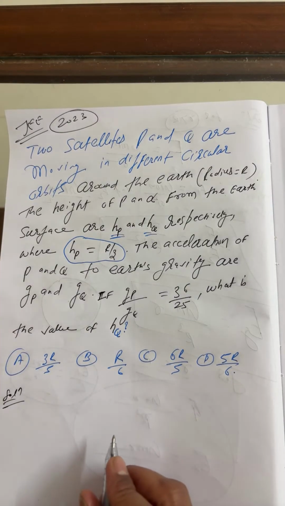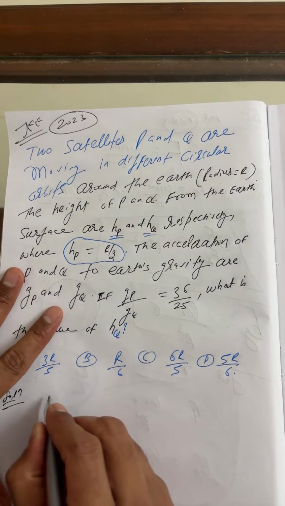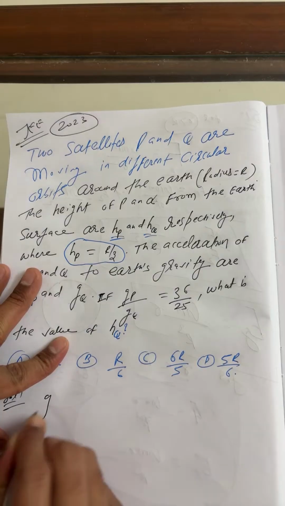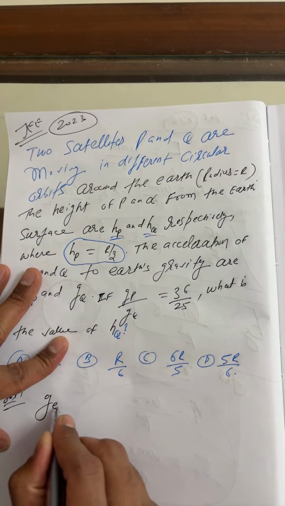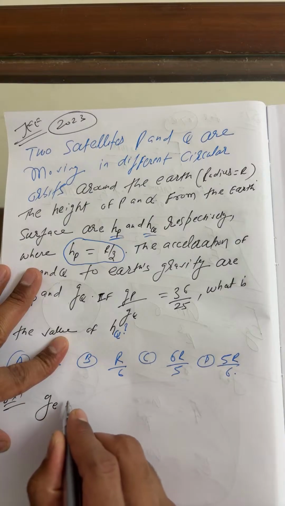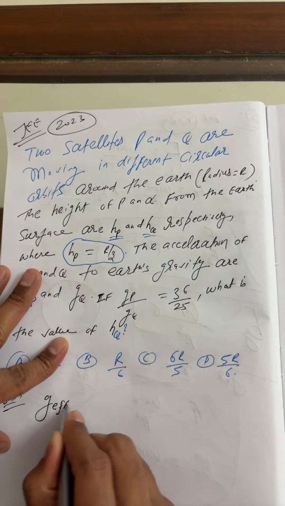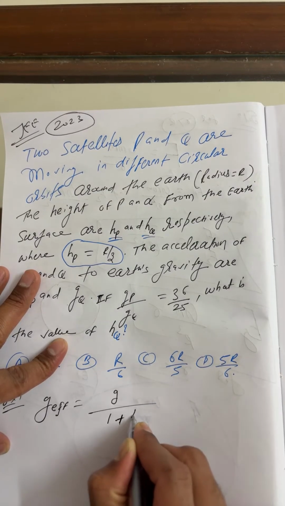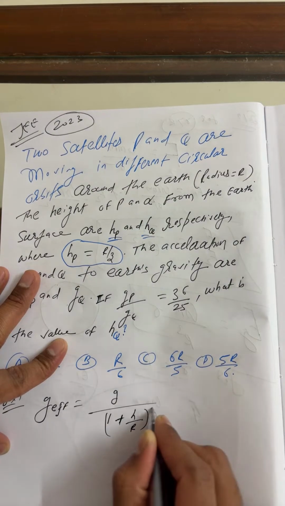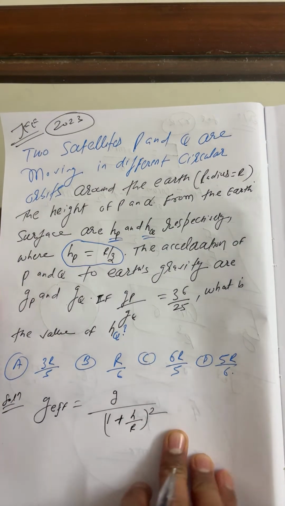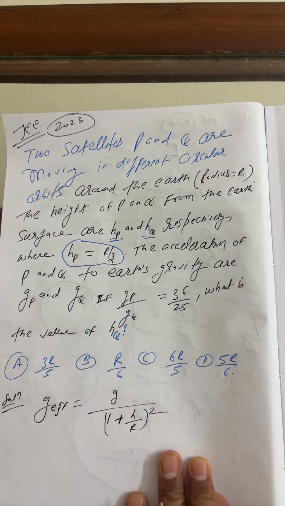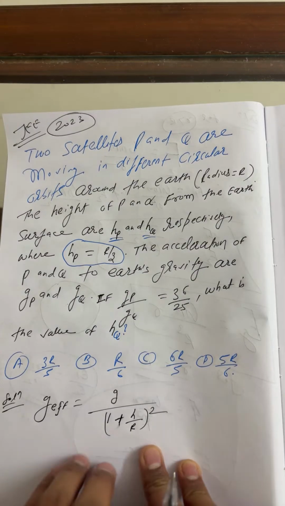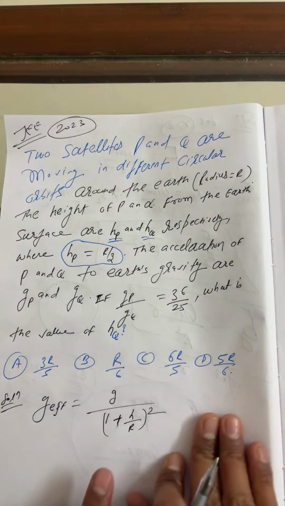Right. I hope all of you remember the acceleration due to gravity at a height. So you can write G effective is equal to G upon 1 plus H by R whole square. This is the formula. I hope all of you remember it. Okay, fine.